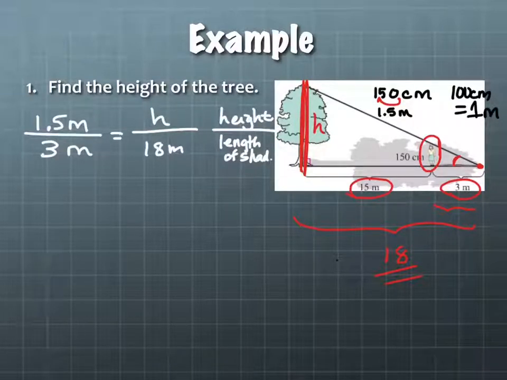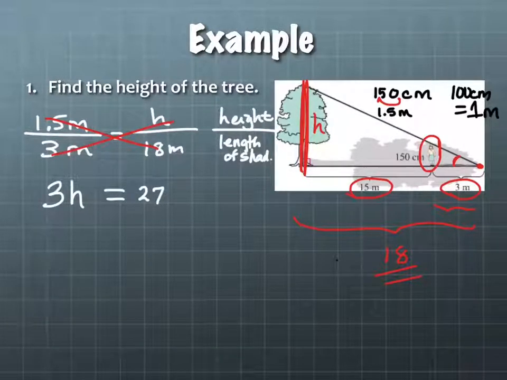How would we solve this? Could cross multiply. You could also just multiply the 18 to the other side if you prefer. So if I cross multiply, that's what you guys said, so that's what I'm going to do. I have 3h meters. And then what is 18 times 1.5? 27? Is that right? Yeah. It is. You're right. You're good. 27.